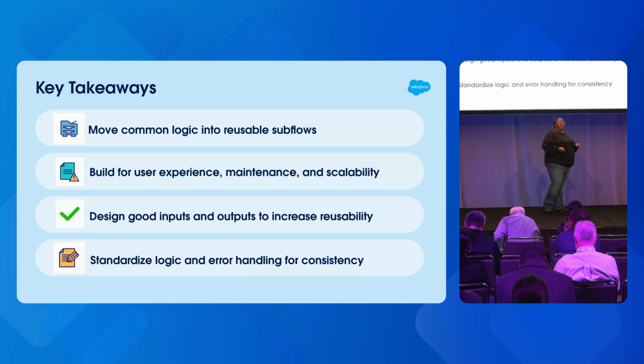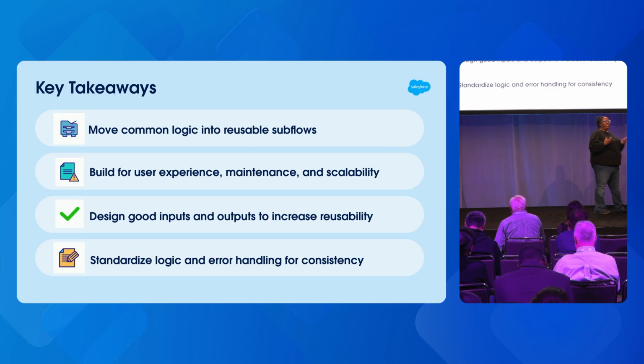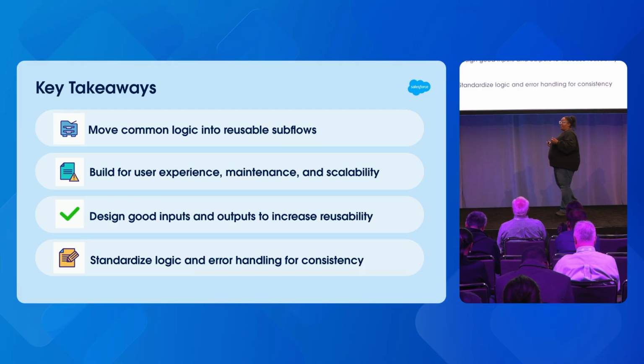Design good inputs and outputs. That goes back to the simple inputs and outputs, like text and so forth, that you're putting into your subflows. Why this is helpful is because it does not limit you when you start to use this subflow across parent flows. And then lastly, standardize the logic and error handling for consistency. That's putting that error handling within your subflow, making sure that the same error is consistent each time. You hope there's no errors, but if there are, it's very consistent. And also the behavior is consistent.